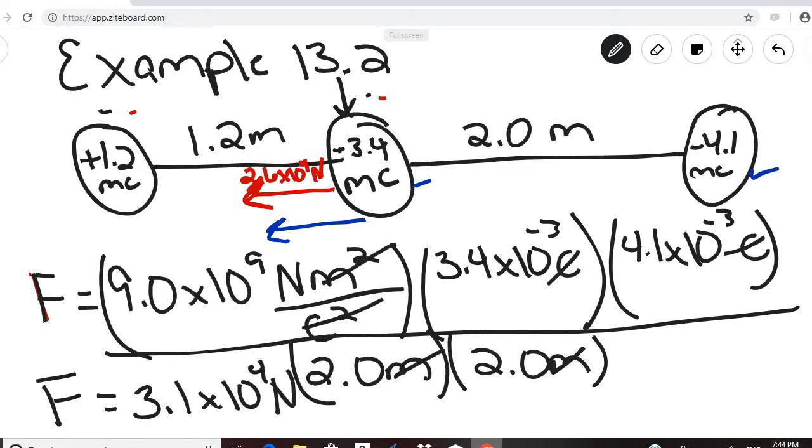So that would be the repulsive force that we've indicated with a blue arrow, because this charge here is going to repel this one, so it's going to move it to the left. So this would be 3.1 times 10 to the 4th newtons. Okay, so the two forces that we have are both in the same direction. So if we want to know the sum of the forces acting on this particle, since they're both in the same direction, we will add them together.